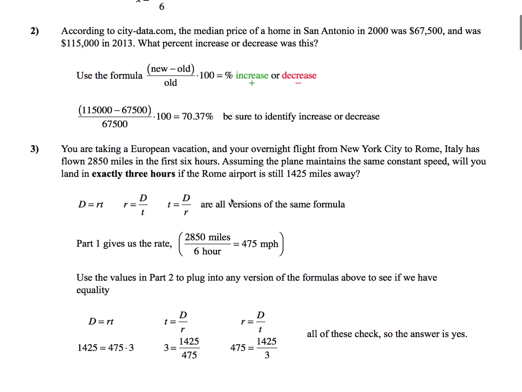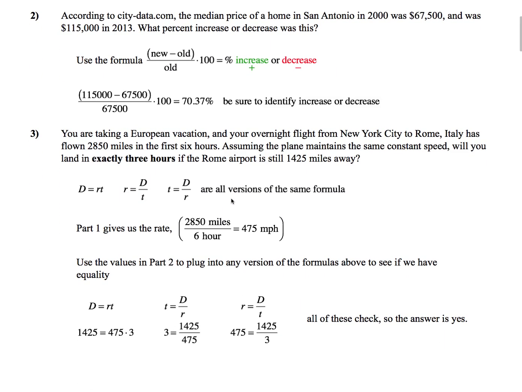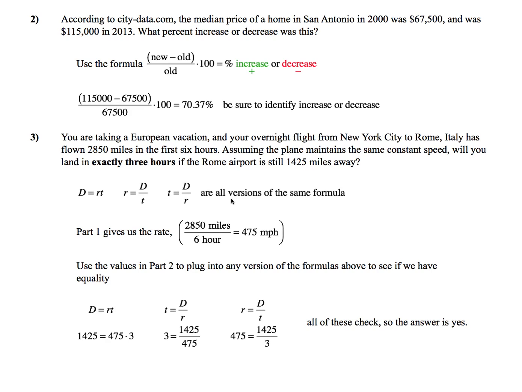The next question deals with a cost equation. Oh no, sorry, that's the third. Well, anyway, it's not this question. The next question asks us to calculate a percent increase or decrease. And from your handout, or from the packet, you can find the formula: new minus old in the numerator, divided by old, times 100, equals the percent increase or decrease. Increase if this value is positive, decrease if the value is negative.